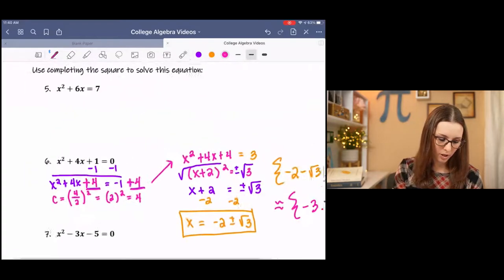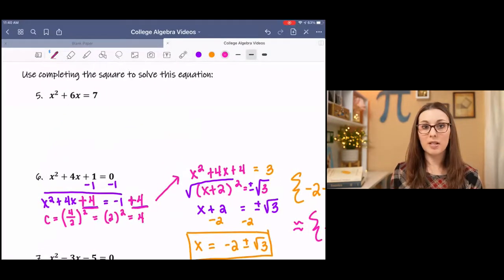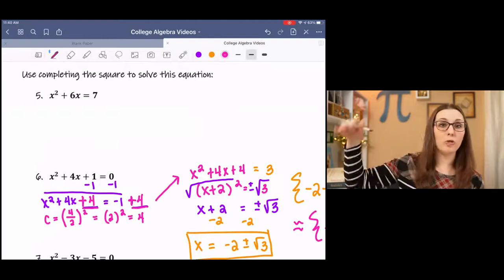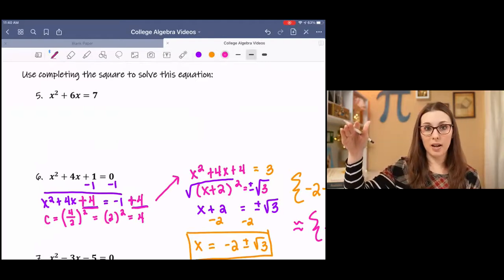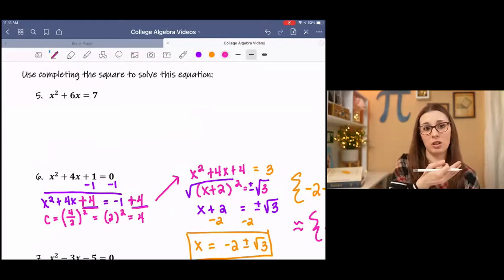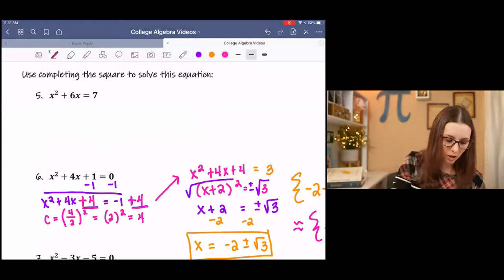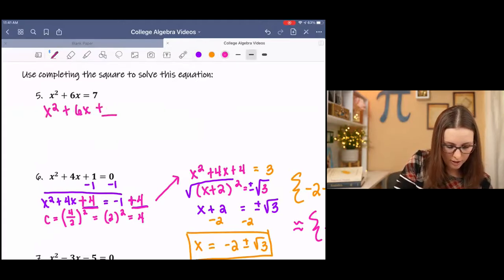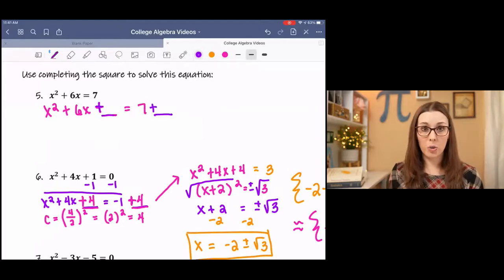We have x squared plus 6x equals 7. Now, the c-value has already been moved over to the right side, and it is not a perfect square, so I don't want to bother moving it over to the other side. So I need to find a c-value to make this a perfect square.